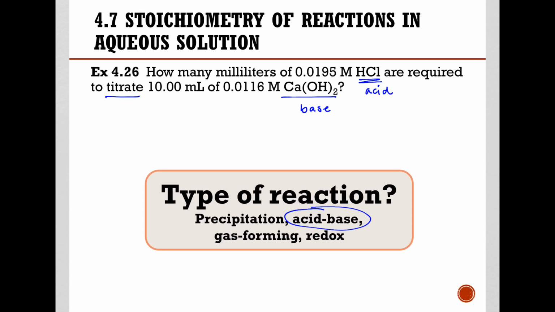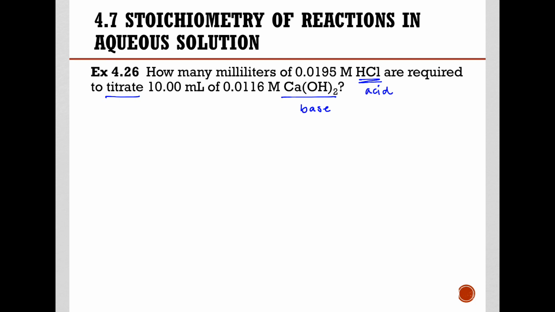So just to make sure we're keeping straight with our classifications of reactions. So in this acid-base reaction, we're going to look at the stoichiometry of this aqueous acid-base reaction. All right, so the first thing we want to do after we identified our reaction type is actually write our reaction. So when we have HCl reacting with calcium hydroxide, HCl is a strong acid, calcium hydroxide is a strong base.